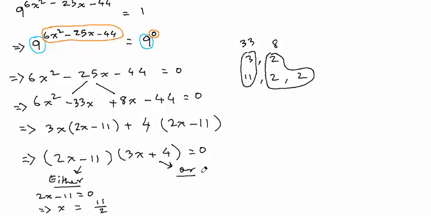And on the other side, we have 3x plus 4 is equal to 0. You take the 4 to the other side, it becomes a negative 4, and divide both sides by 3. So you have x is equal to negative 4/3. So these are the two possible values of x that would fit into this exponent out here at the top.